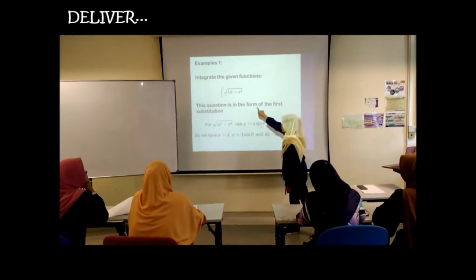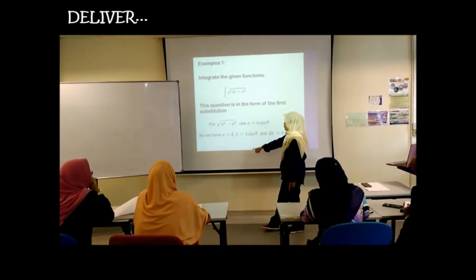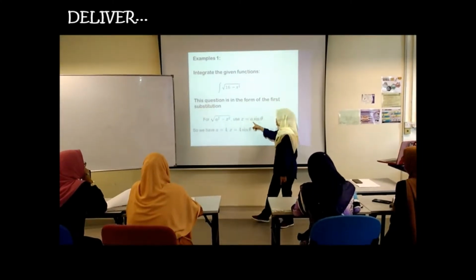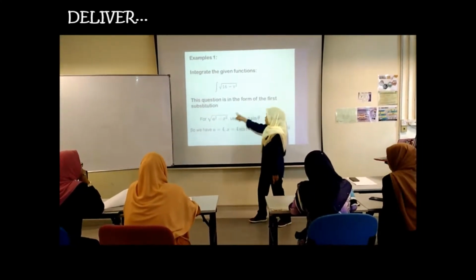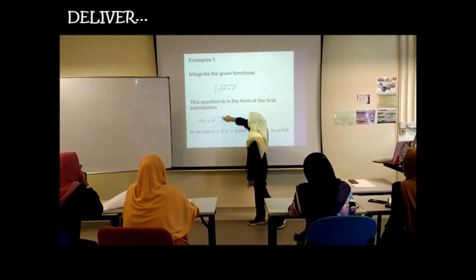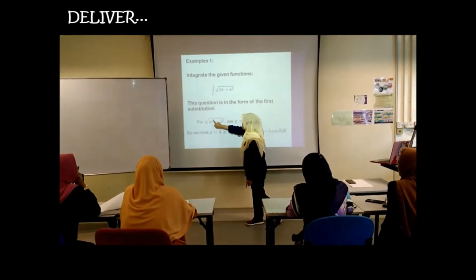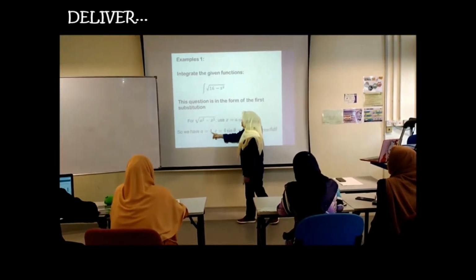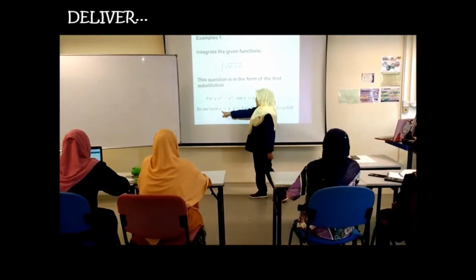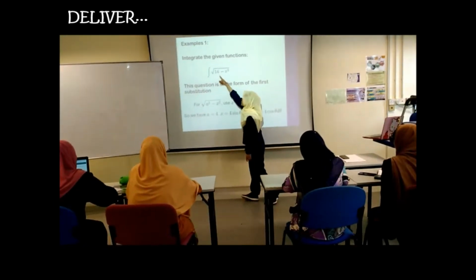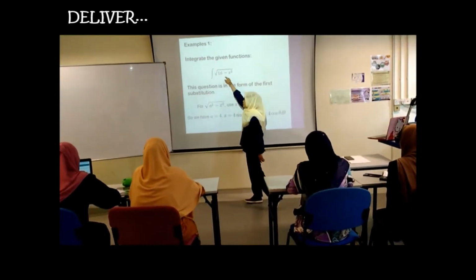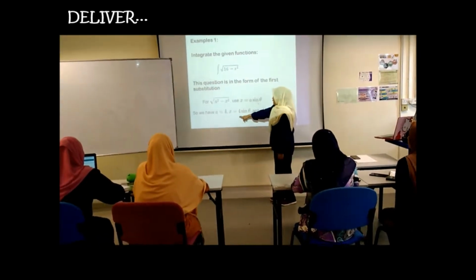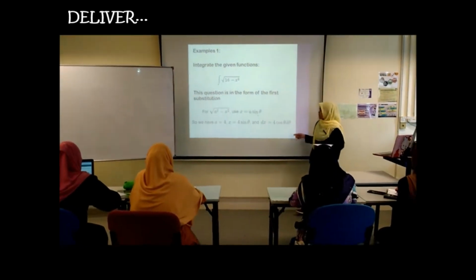So for this example, we have to use x equal to a sin theta, for the square root with the form square root of a squared minus x squared. So we have a equal to 4. 4 comes from here, 16, 4 power of 2. dx equals 4 cos theta d theta.